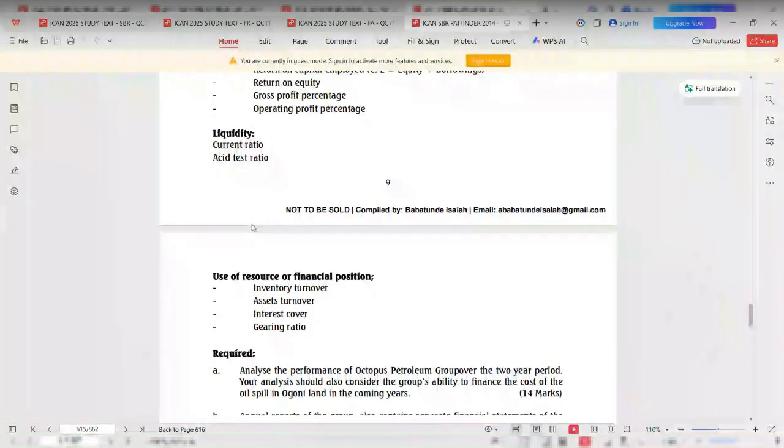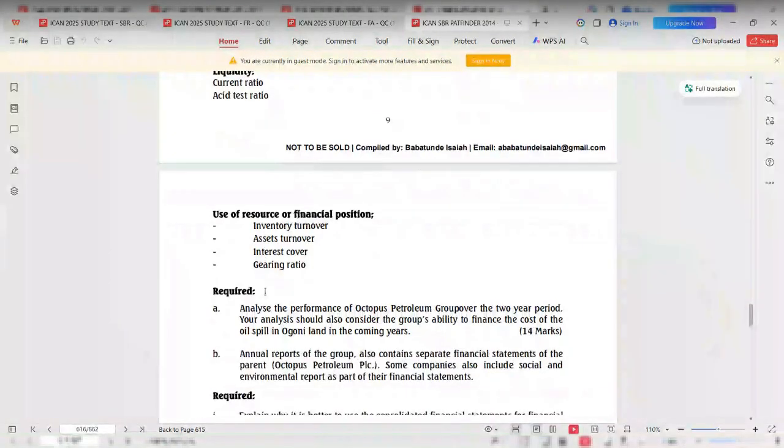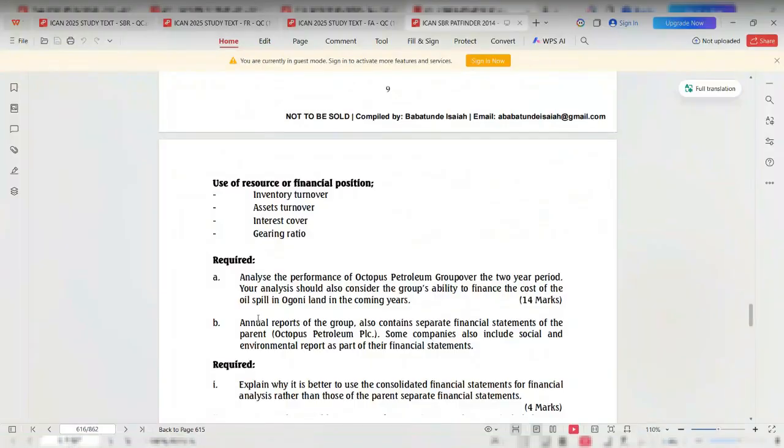So please, all those ratios are very, very important. They are key ratios. The only ratio we are not asked to calculate here is the one of importance to the investor, the investment ratio: earnings per share, dividend yield, dividend cover, etc. We are not asked to calculate that, so you don't need to calculate it here. After you have calculated it, you analyze it, then you respond to requirement B.